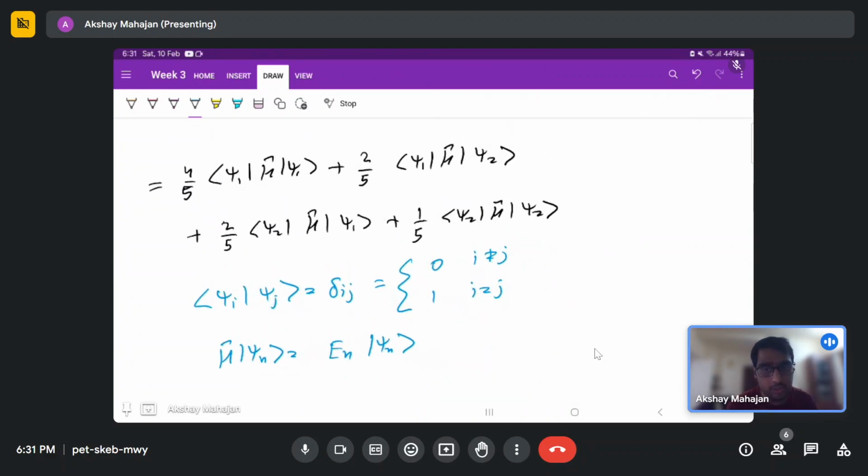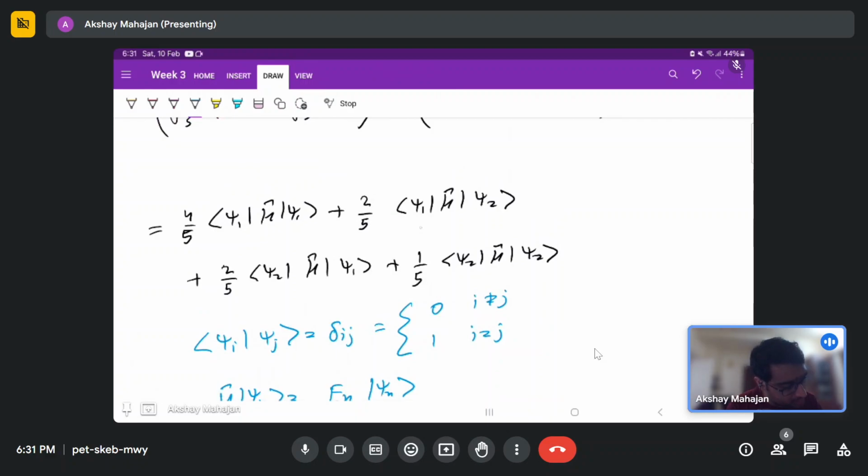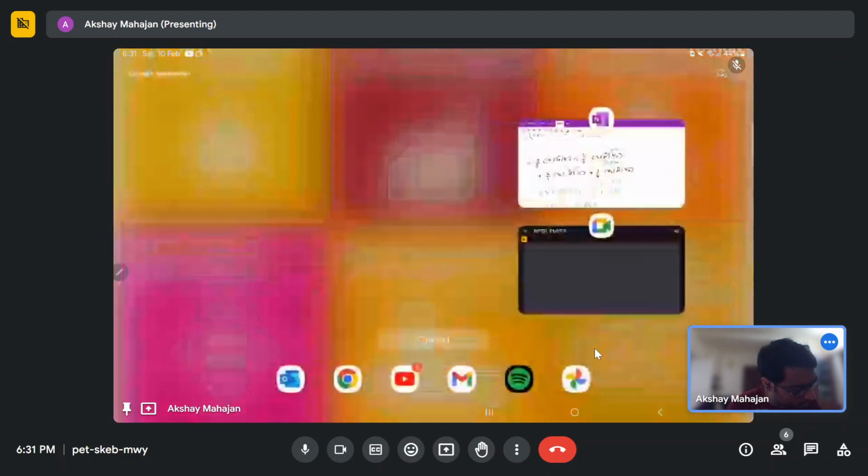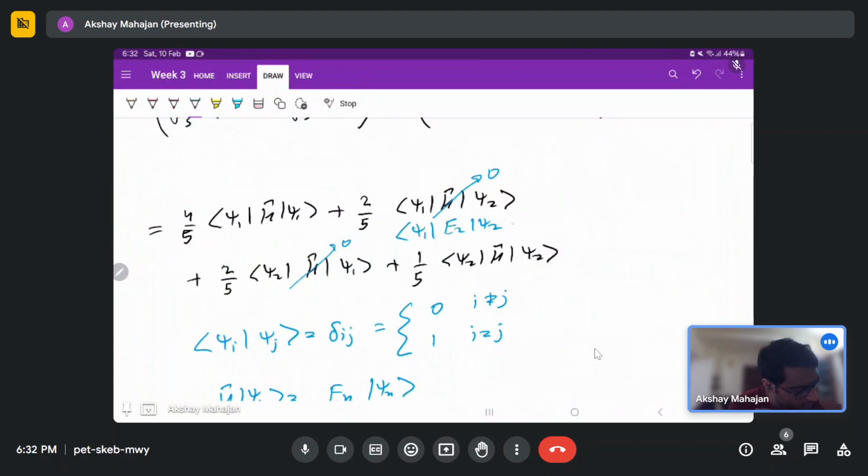Okay, using these two, if you see here, ⟨ψ1|H|ψ2⟩ will be equal to 0, and also ⟨ψ2|H|ψ1⟩ will be 0, because H will act on ψ2. This will give you E2 times ⟨ψ2|ψ1⟩. You can take out the E2 because it is a scalar, and you will have ⟨ψ1|ψ2⟩, and this will be 0. This will be 0 because ⟨ψi|ψj⟩ is the Kronecker delta ij, and i is not equal to j; 1 is not equal to 2. So that's why ⟨ψ1|H|ψ2⟩ will be equal to 0.